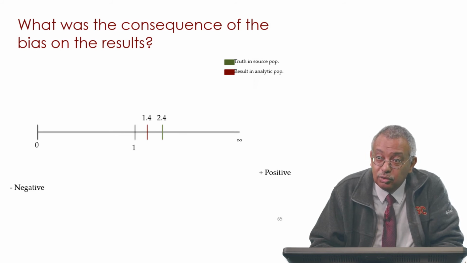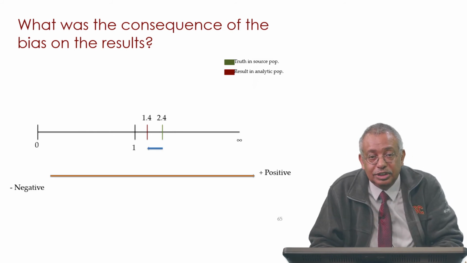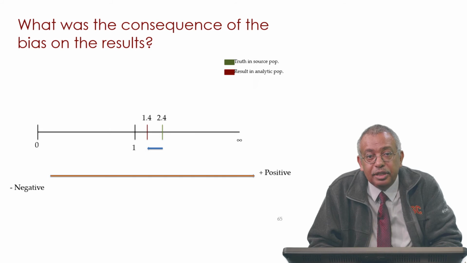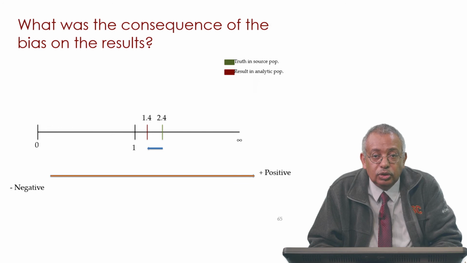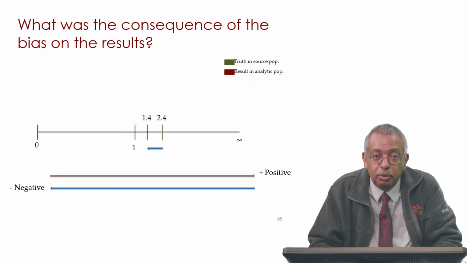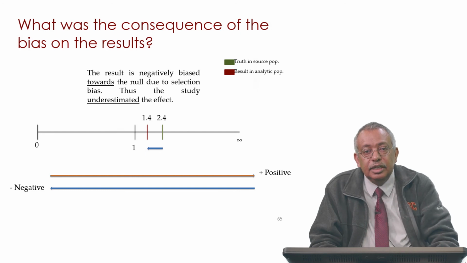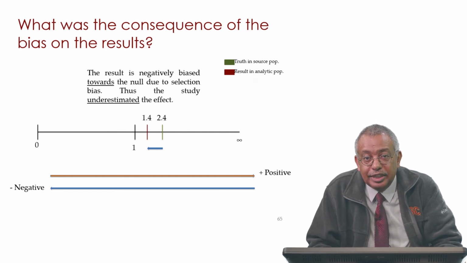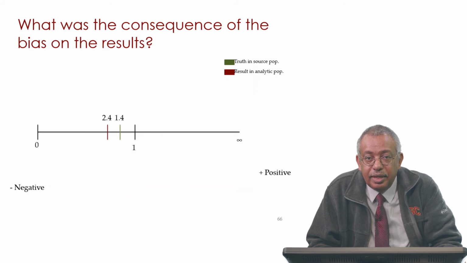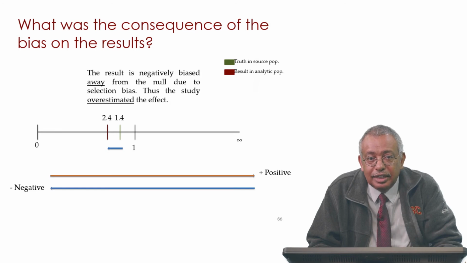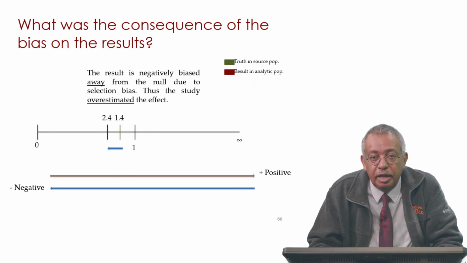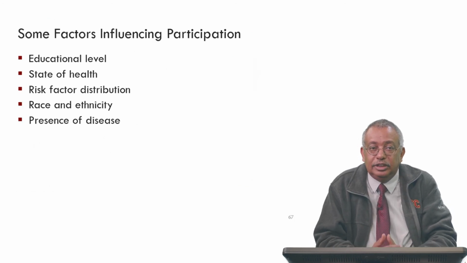Depending on whether this is significant or not, it could have a serious impact on what you conclude from this study. It could completely distort practice and have huge implications for public health, but also monetary issues if you're developing a new drug. So the result is negatively biased towards the null due to selection bias, and therefore that study has underestimated the effect. And then if it's in the opposite direction, of course, it's going to be overestimation, which I think should be immediately intuitive to whoever is listening to this lecture.